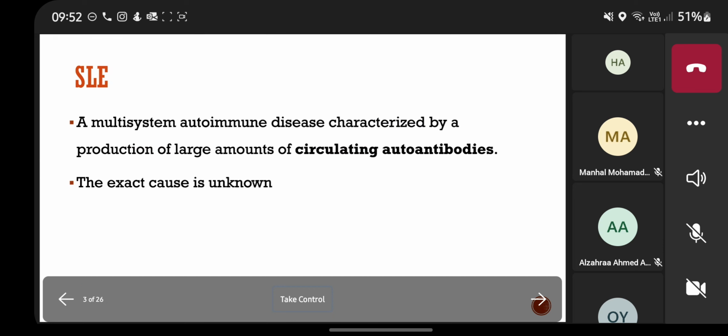SLE is a multi-system autoimmune disease characterized by production of large amounts of circulating autoantibodies. The exact cause is unknown. So we have a complex autoimmune disease affecting all organ systems due to alteration of both the innate and adaptive immune system. Okay, what's the difference between childhood and adulthood lupus?